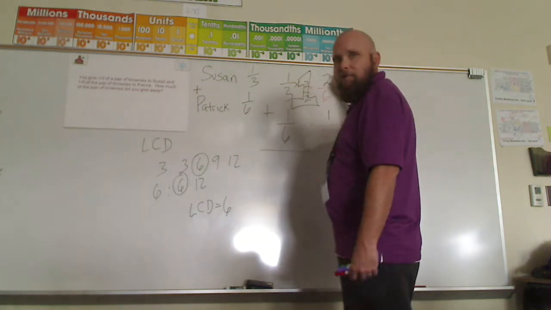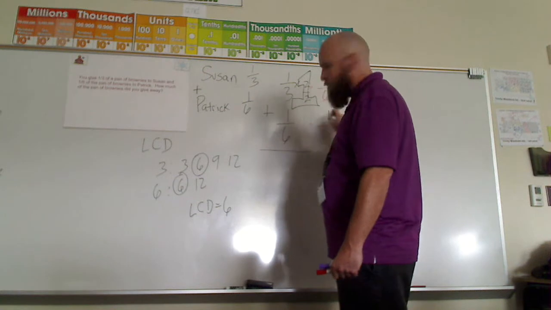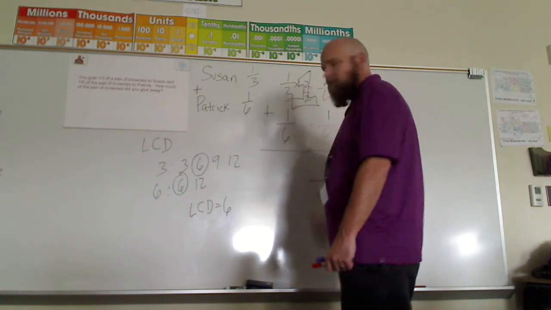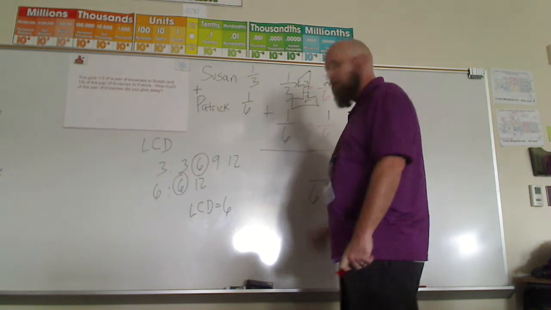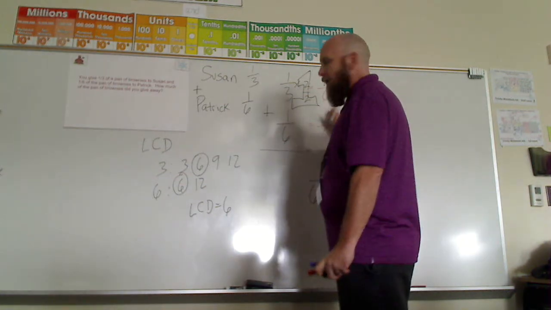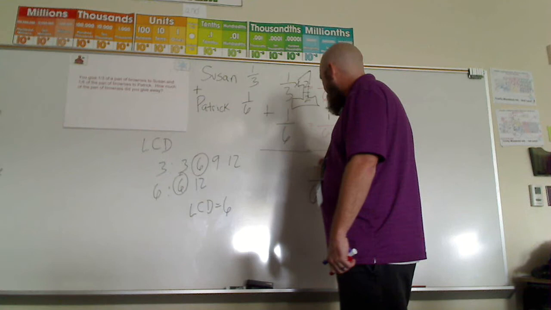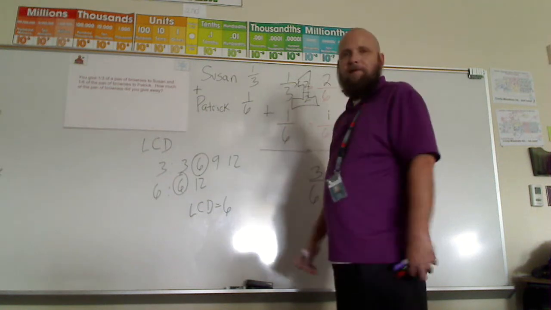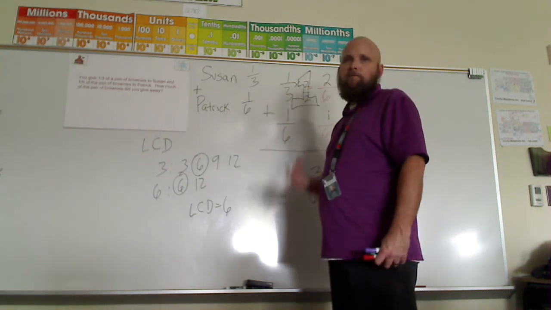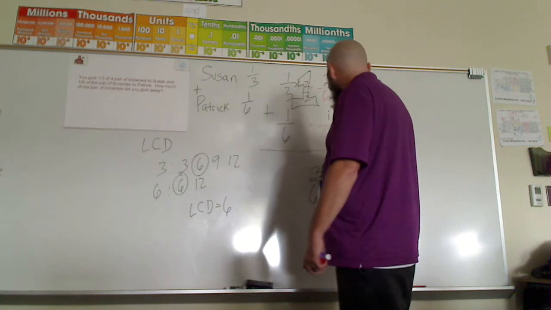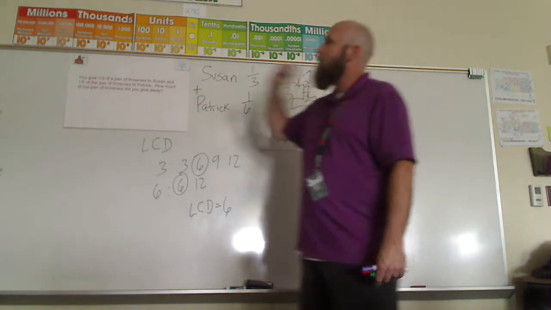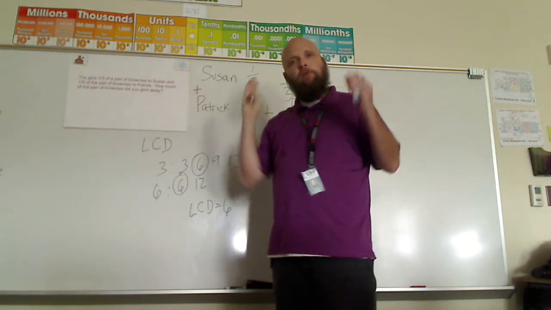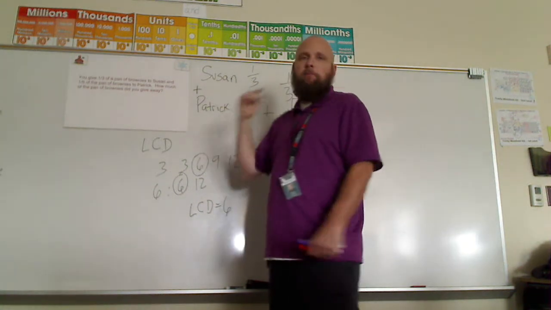Then we add 2/6 plus 1/6, which, as we know, when we add with the common denominator, the denominator stays the same. We add our numerators. 2 plus 1 is 3. And then we need to simplify that, and 3/6 will simplify down to 1/2. So therefore, you gave away 1/2 of your pan of brownies to Susan and Patrick.